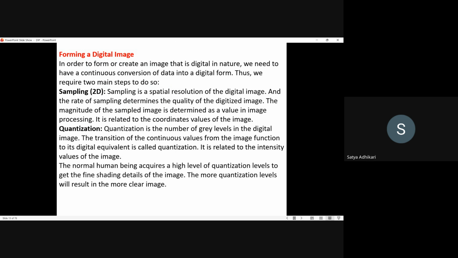Quantization is the number of gray levels in the digital image. The transition of the continuous values from the image function to its digital equivalent is called quantization. This is related to the intensity value of the image. So sampling is associated with the coordinate or location value, and quantization is associated with the intensity value. Humans require a high quantization level to get the fine shading detail of the image. The more quantization levels will result in a clearer image.